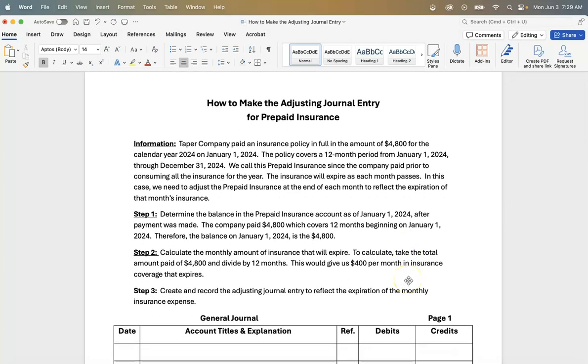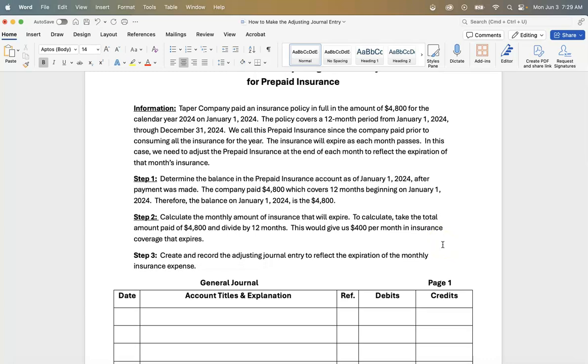Let's look at how to make the adjusting journal entry for prepaid insurance. Here's the information given. Taper Company paid an insurance policy in full for $4,800, and it covers the calendar year from January 1st of 2024 through December 31st, 2024. So this insurance policy is for a 12-month period.